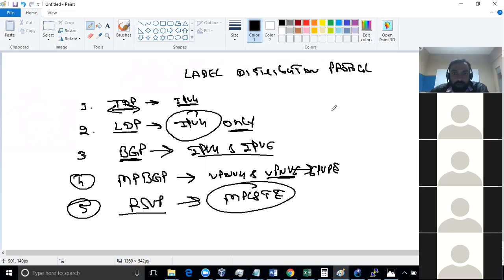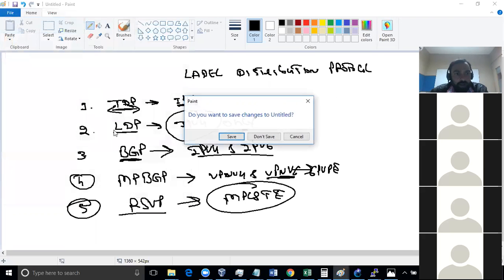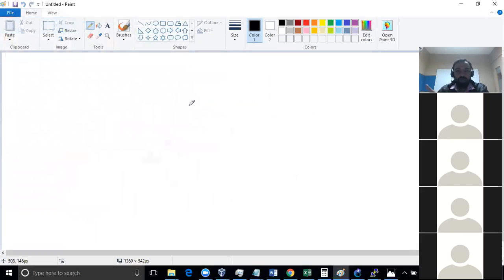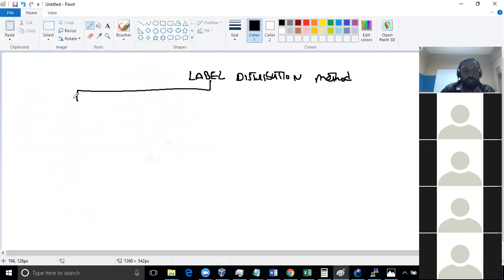Once you know these various types of label distribution protocol, then you have to know what are the different types of methods available. So I'll give you examples of two main protocols which use two different methods. That is known as the label distribution method. You can divide it into four major categories.